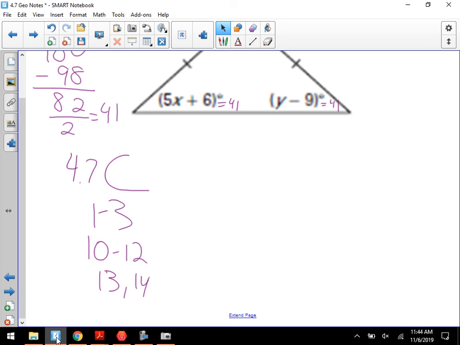Now, one of the things I want you to look at on 10 through 12, it says find the perimeter, which means you've got to find x and y, and then just substitute back in to figure out the side lengths. Okay. So don't forget about that. It's really easy. All right. Honestly, you've got 15 minutes. I don't see why you can't have this done before you walk out the door. It's really fast. All right, listen. All right.